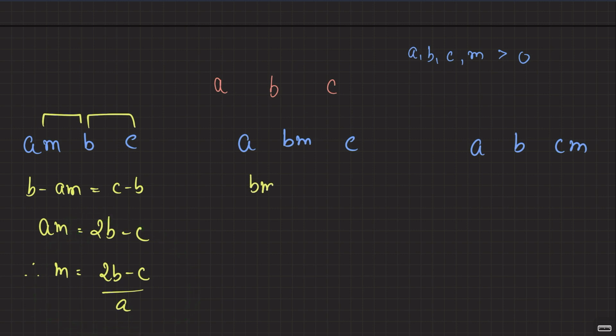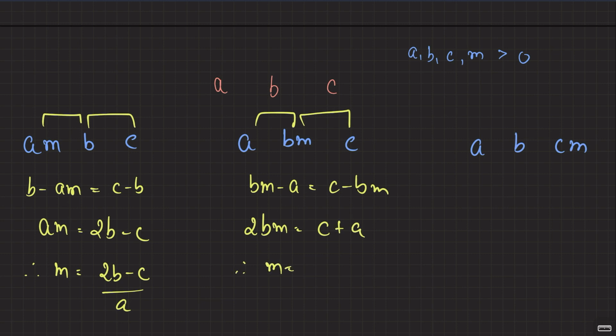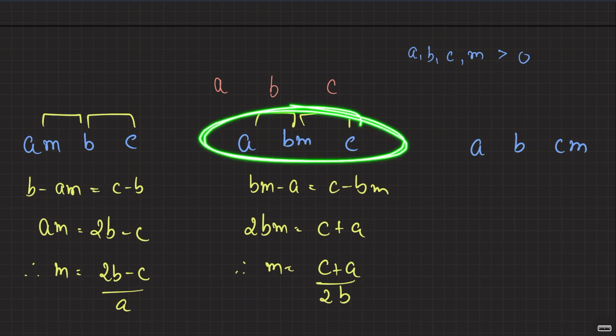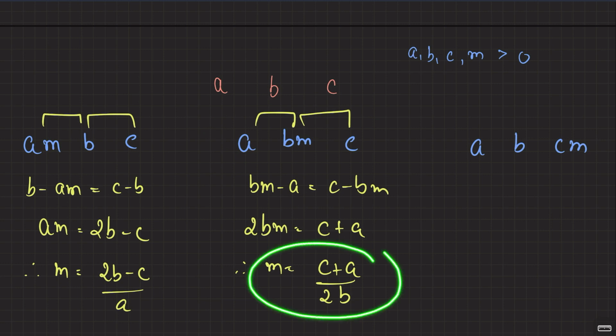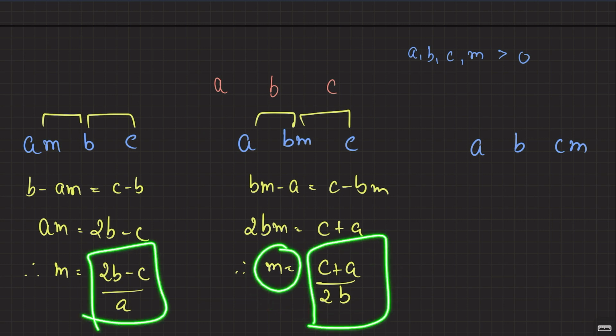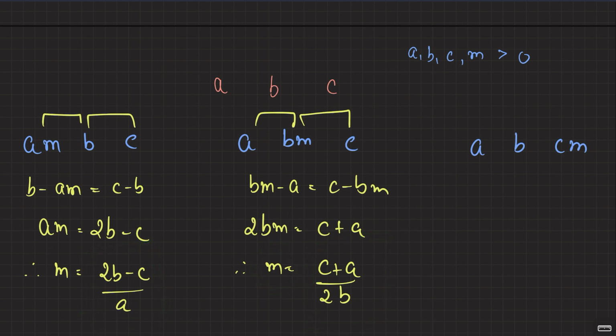Let's see the next case. Here BM minus A should be equal to C minus BM, right? The difference between these two should be equal. So here it will happen that 2BM equals C plus A. Therefore, M is (C plus A) divided by 2B. So if this has to be an AP, M has to be equal to this. Notice that M is a positive integer, so this has to be a positive integer.